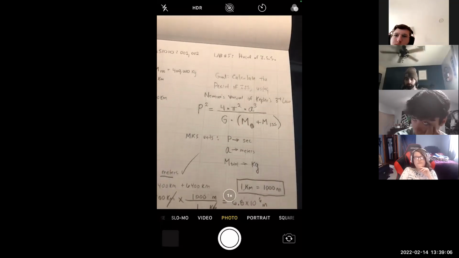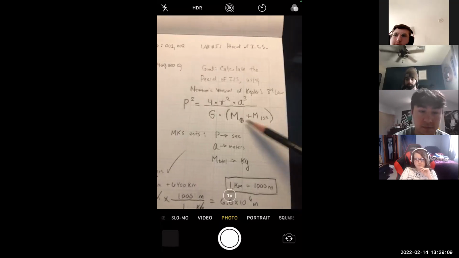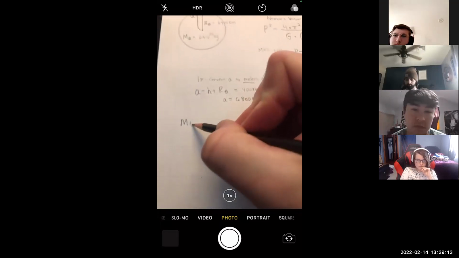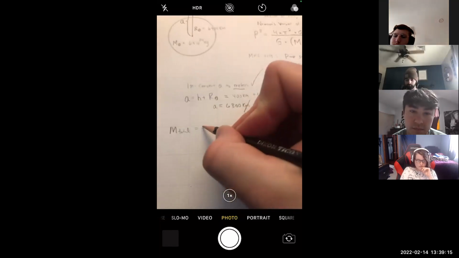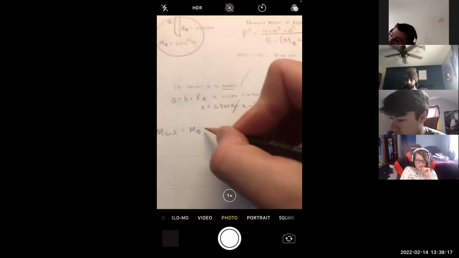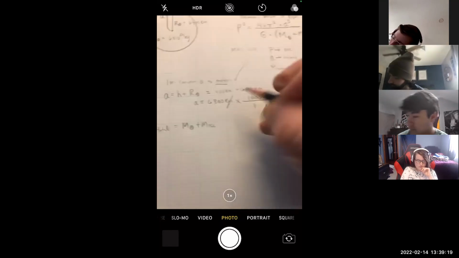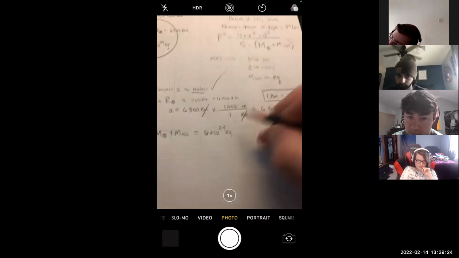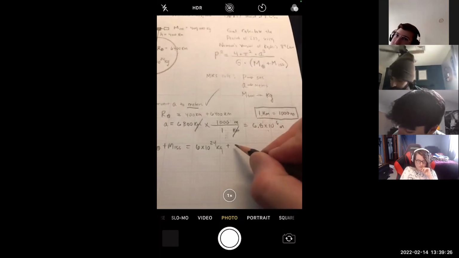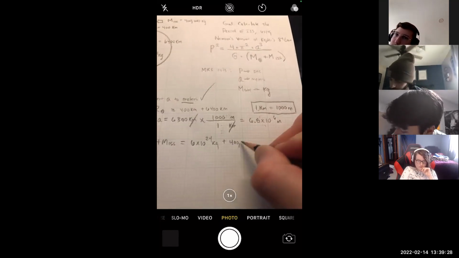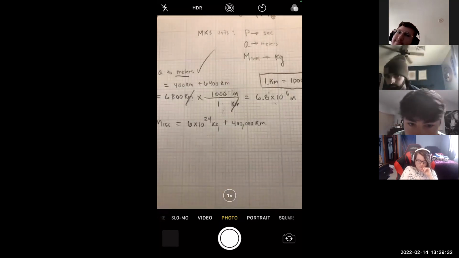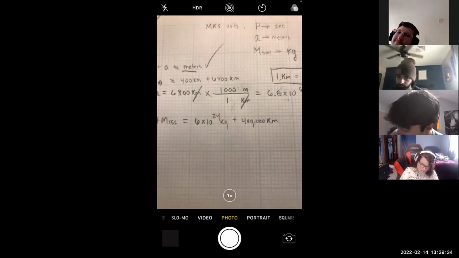I'll mute you. Let's focus for a bit on the total mass of the system. M total is the mass of Earth plus the mass of the I.S.S., which is 6 times 10 to the 24 kilograms plus, let's see, 400,000 kilograms. Why don't we try adding those two numbers together using our calculators? Everyone punch them in.